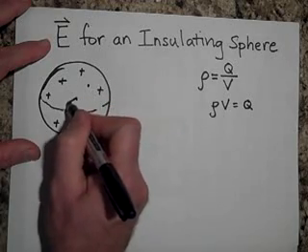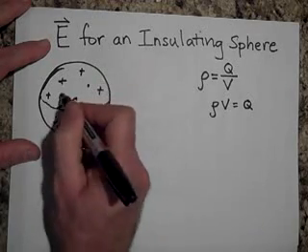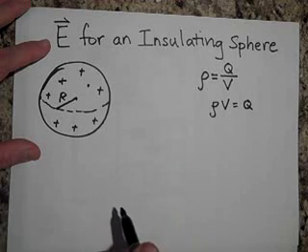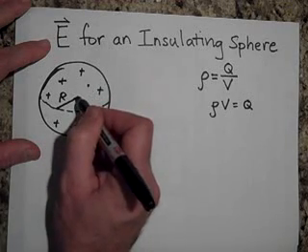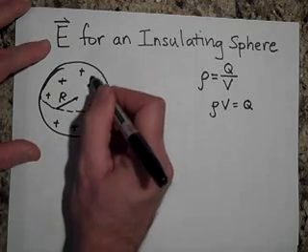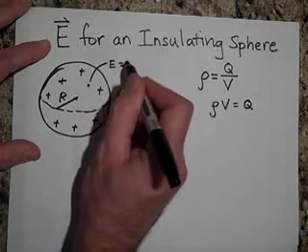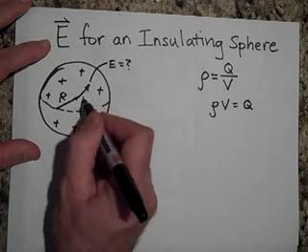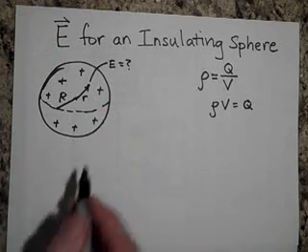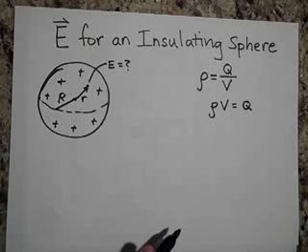All right, so let's say I want to know what the field is a distance r away. Let's have the radius of the whole thing be capital R. That's going out to the edge. But we want to know, what is the electric field when you're just a distance r away, and r is smaller than capital R?